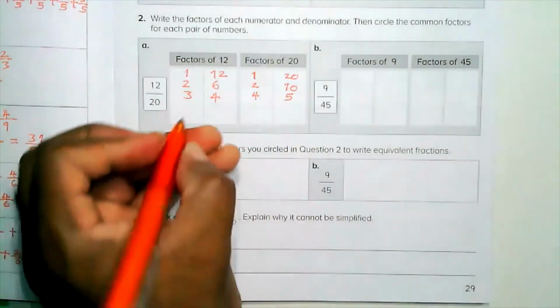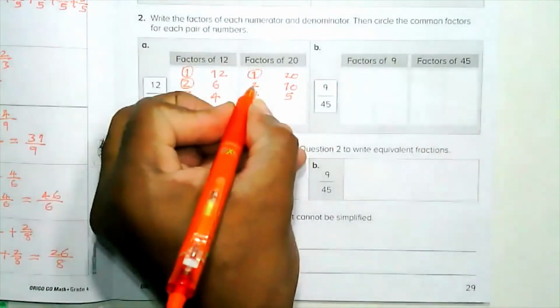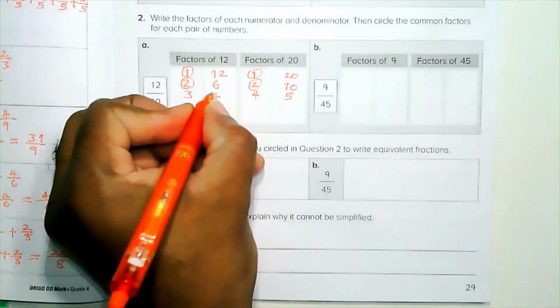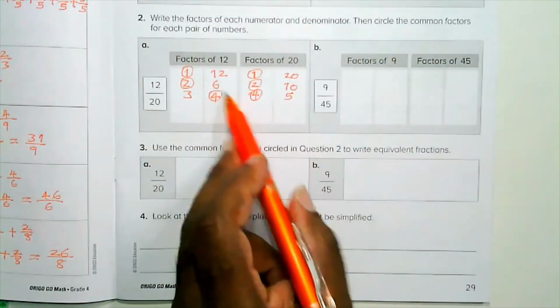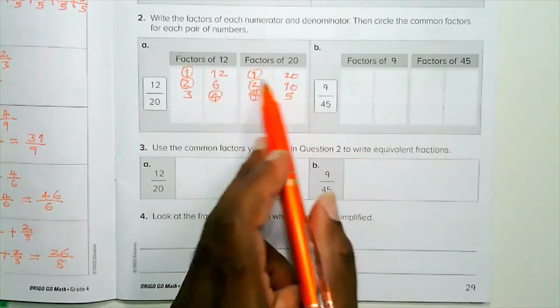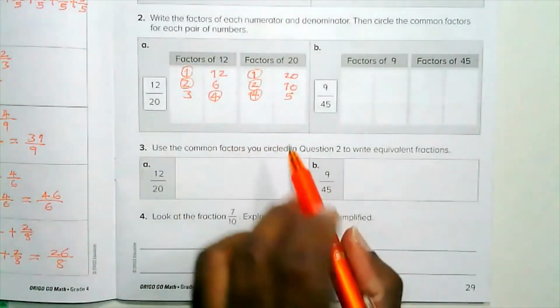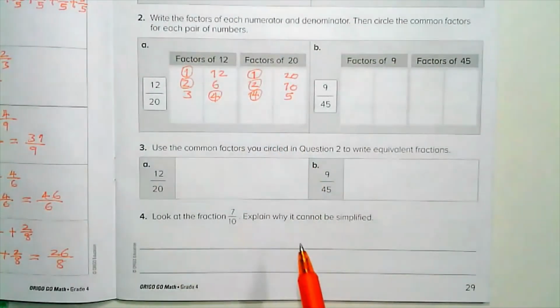Then let's see. We have 1 as a common factor. 2 is also common. There is no 3 here. 4 is common. There's no 5 here. There's no 20 here. There's no 10. So the highest is 4.